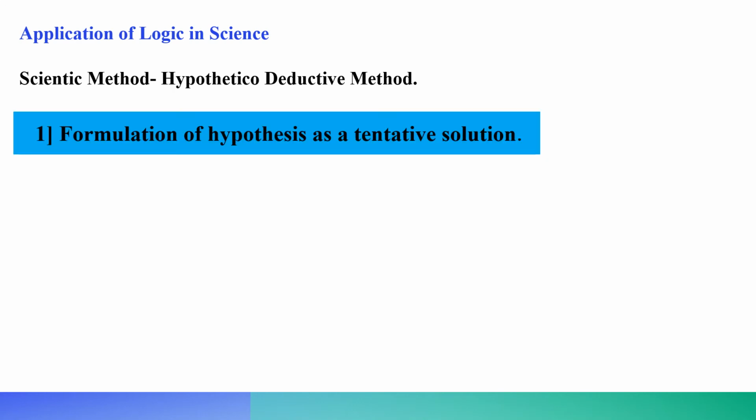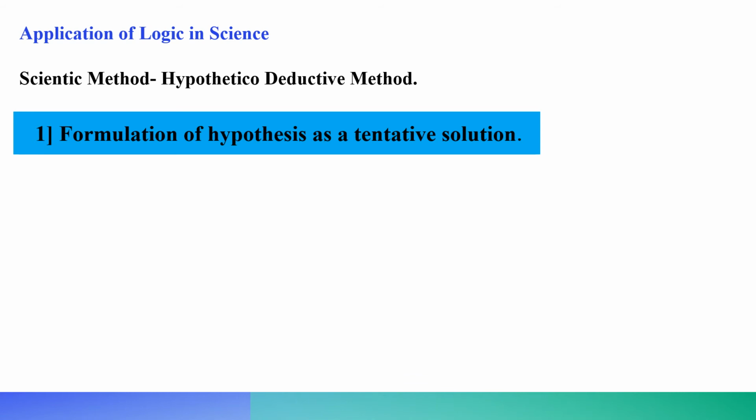The first one is formulation of hypothesis as a tentative solution. When a familiar solution fails to explain the observations, or when new facts cannot be explained by the known laws, or a problem is felt, the scientist puts forward a tentative solution, that is a guess or a temporary attempt to solve the problem, that is called hypothesis. And this attempt to solve the problem tries to explain the puzzling situation.